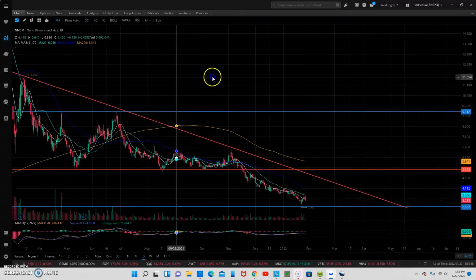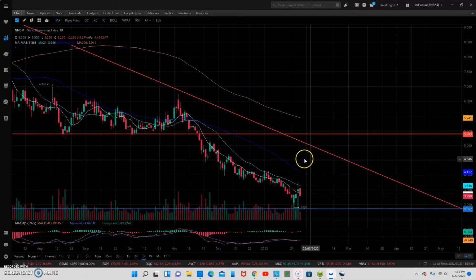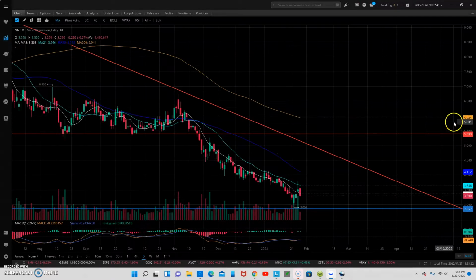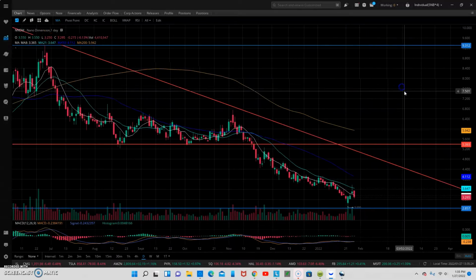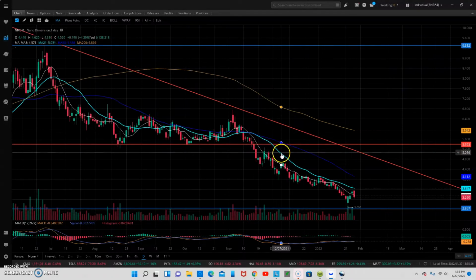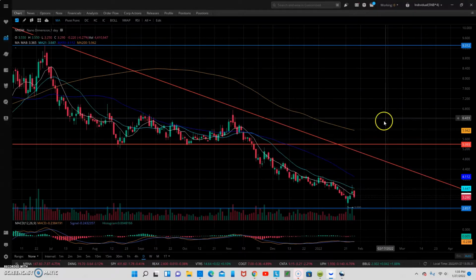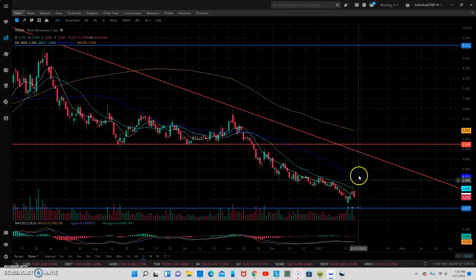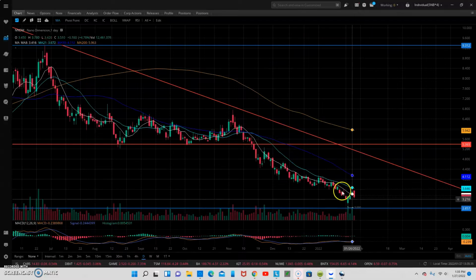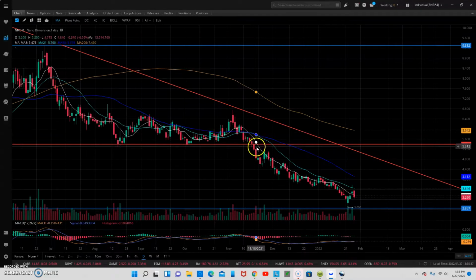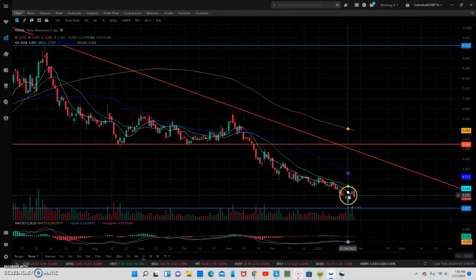The 50-day, here in the dark blue, is sitting around $4.11, so we're well below that. This is the 21-day here in the light blue. That's at $3.64, so we are just below that. And the 8-day, which is acting as pretty strong resistance here.